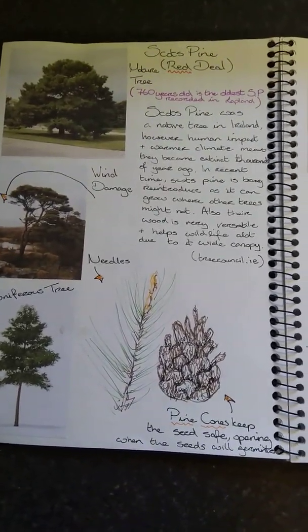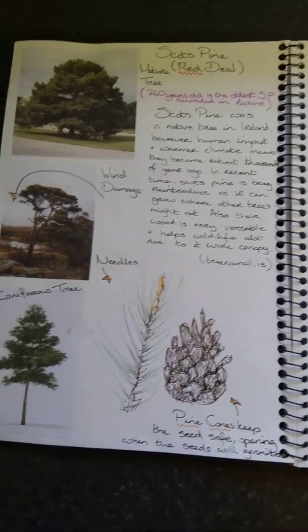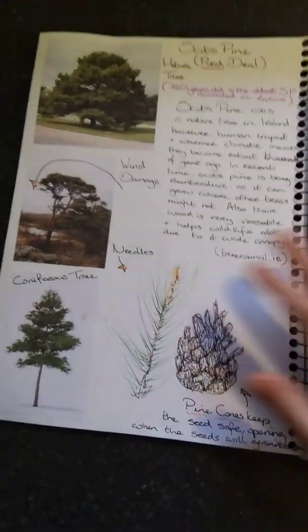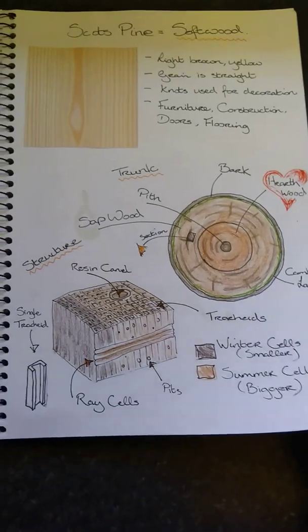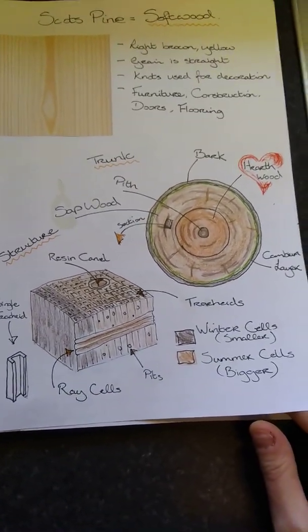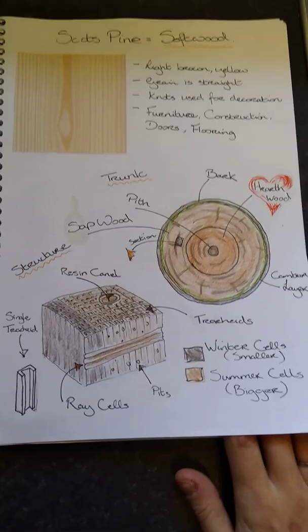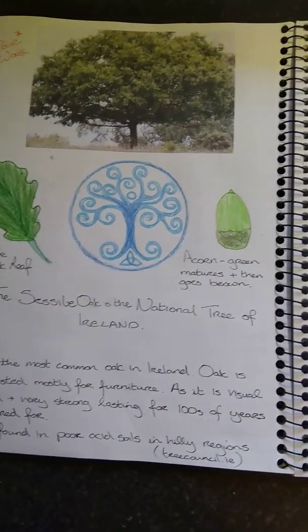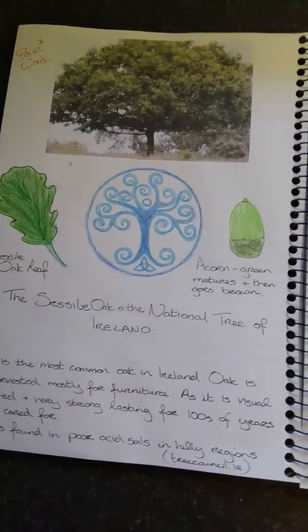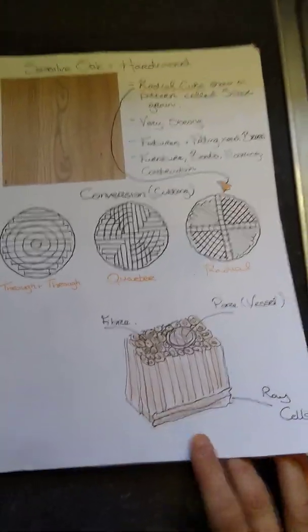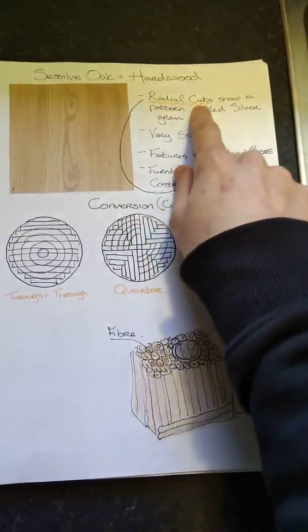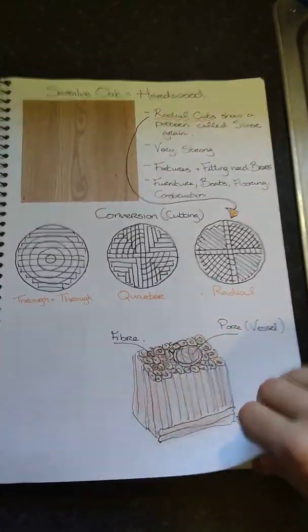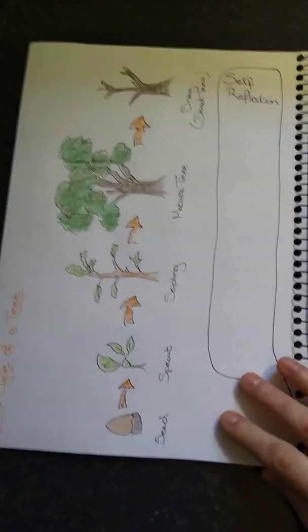Research into Scots pine, the tree, its history in Ireland. Then properties and diagrams that are associated with softwood. Then in pairs, I would give them a hardwood. So if they picked a softwood, I'd give them the hardwood and vice versa. This example is a sessile oak. Again, properties and so on. Research continues down; if something is mentioned, there's a bit of fluidity.